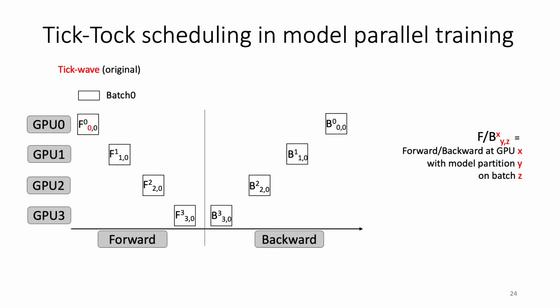This figure shows the vanilla model parallel training iteration, which consists of a forward propagation and a backward propagation in this full GPU setting. Here, in each time slot, there is only one GPU working. And here, F and B with superscript and subscript of X, Y, Z mean forward or backward at GPU X with the model partition Y on batch Z.